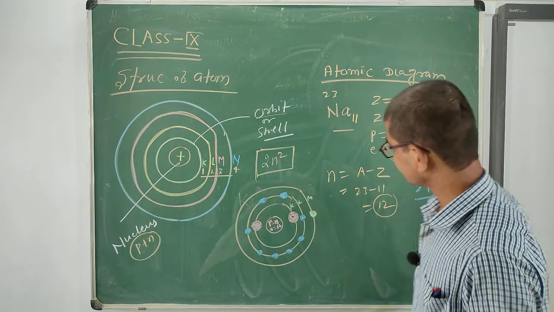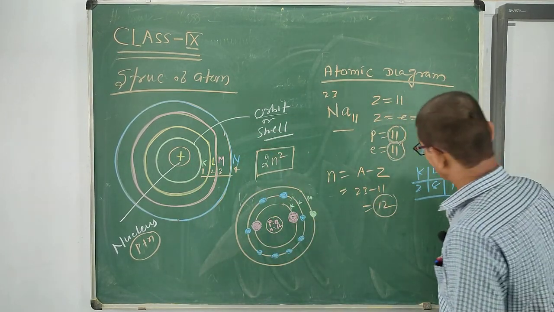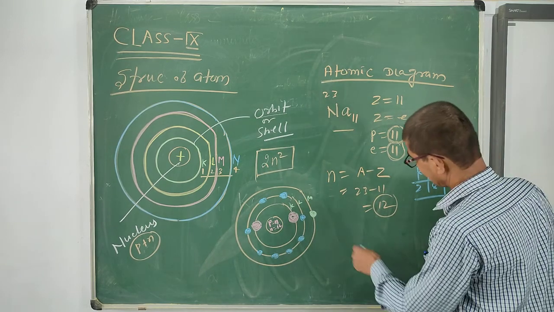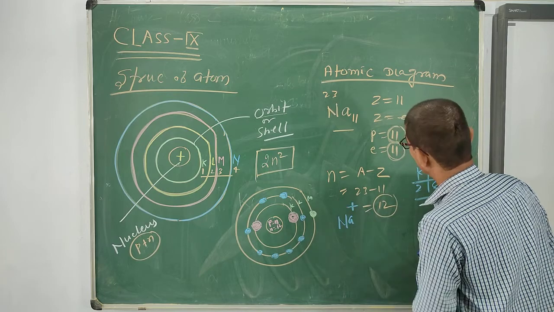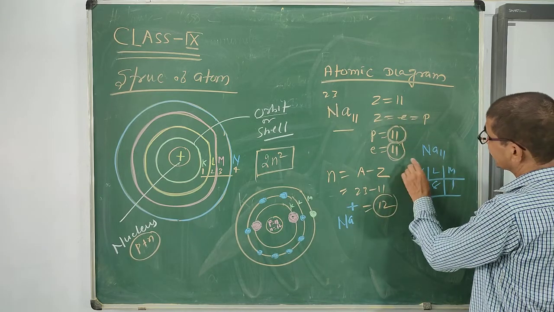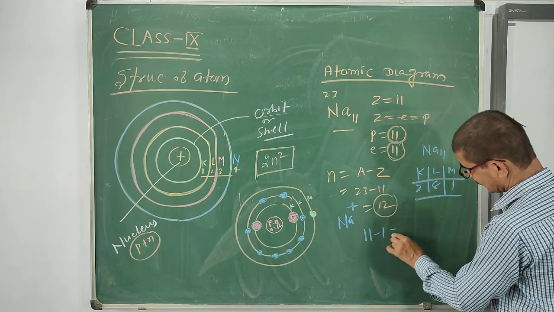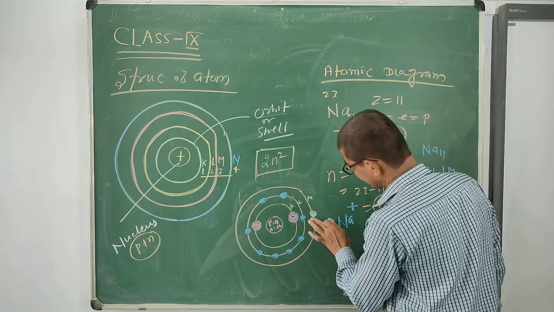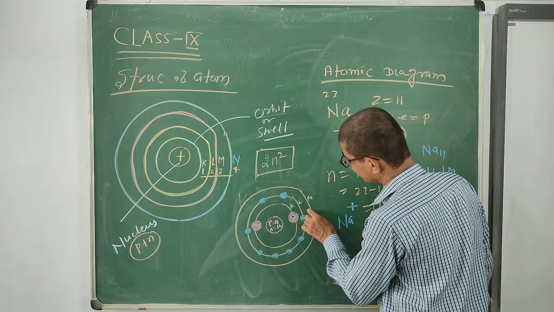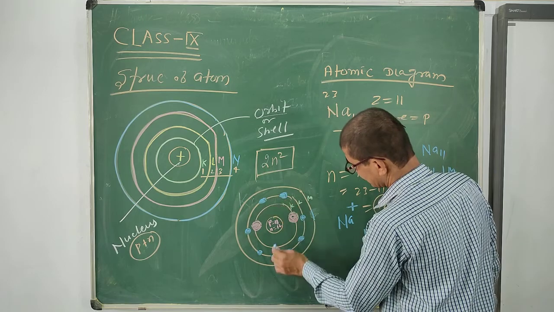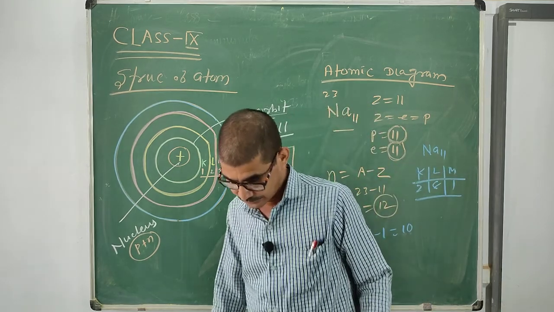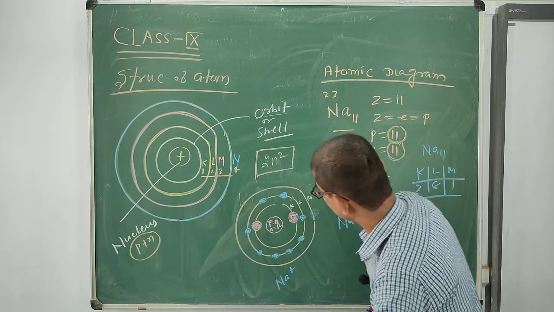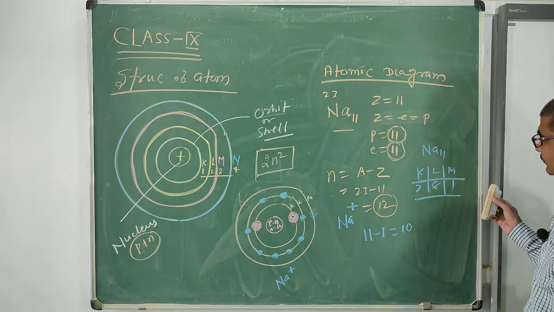Now, suppose that we have the sodium ion, Na plus. So, the number of electrons is 11 minus 1, equal to 10. So, the number of electrons is 10. This is not mentioned here, only 2 and 8. So, this is the diagram of the sodium ion. This is a very important question: how to draw the atomic diagram.